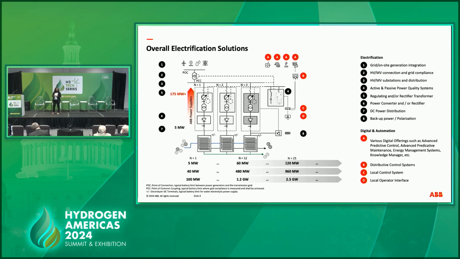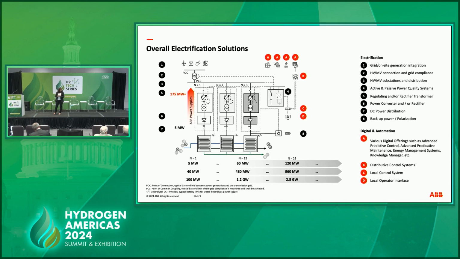So coming to the electrification overall solution which ABB can offer, so there's right from the HV grid. We do the HV grid compliance, HV to MV step down, HV switchgear, and then the distribution. And then at the MV level, we will do the active or the passive power quality depending on the requirements and the grid compliance.